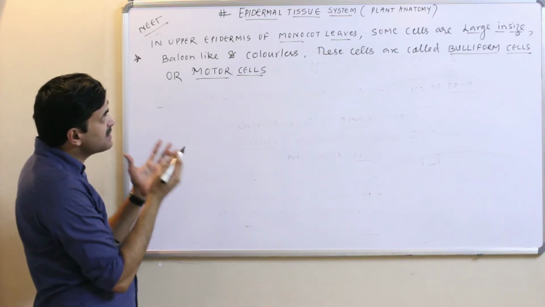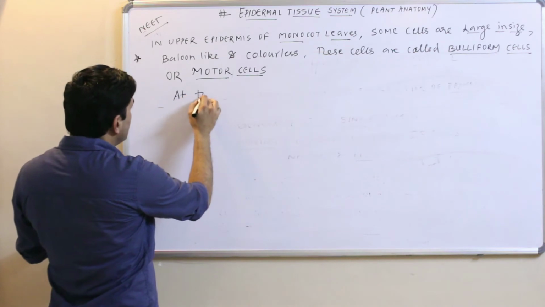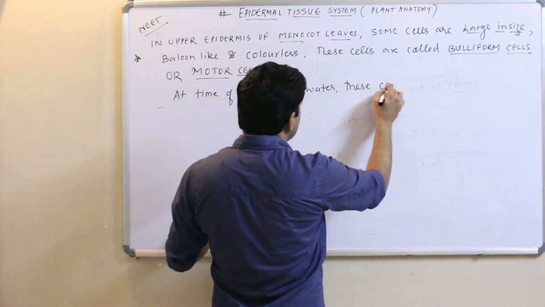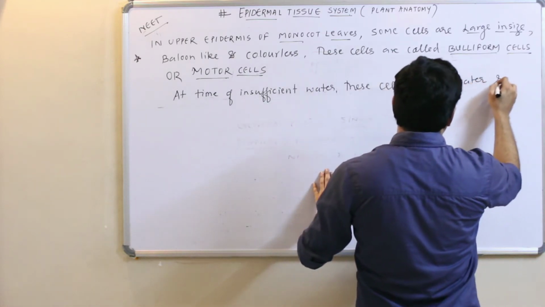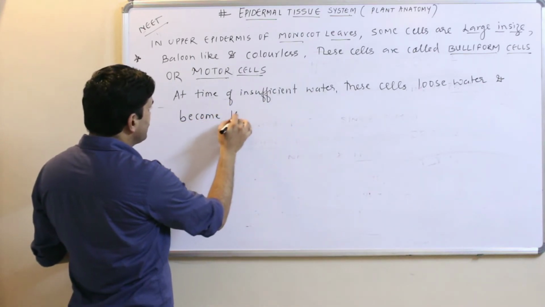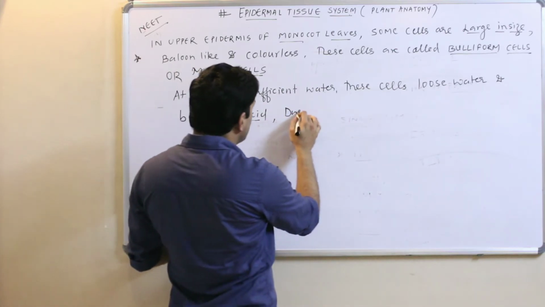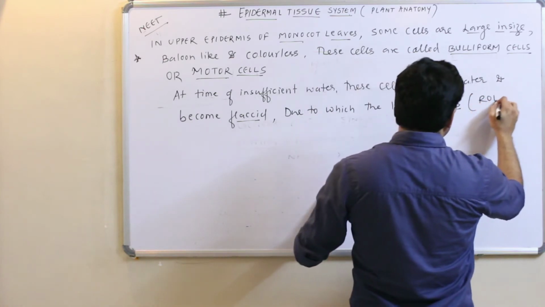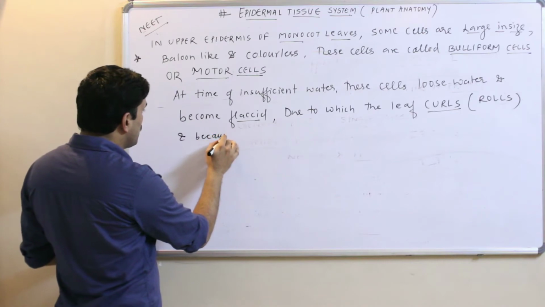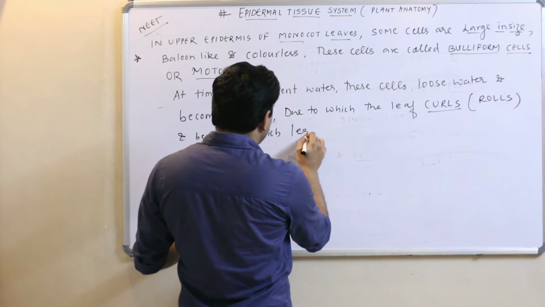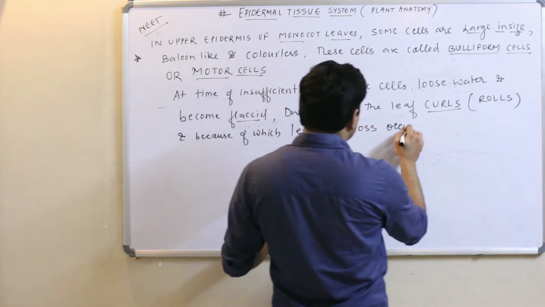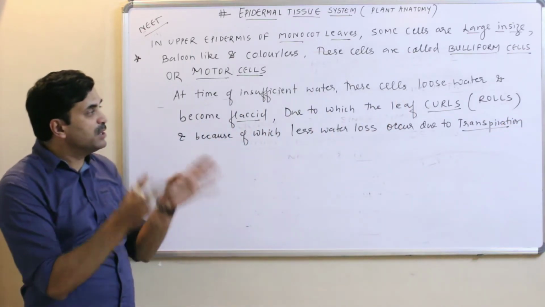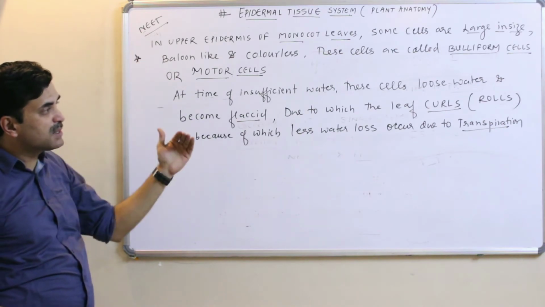Now, what is the role of these Muliform cells in the upper epidermis of the monocot leaves? At the time of insufficient water, these cells lose water and become flaccid, meaning they shrink, due to which the leaf curls, or I can say the leaf rolls, and because of which less water loss occurs due to transpiration. Why? Because when the leaf curls, the exposed part of the leaf is reduced. So there will be less water loss due to transpiration.